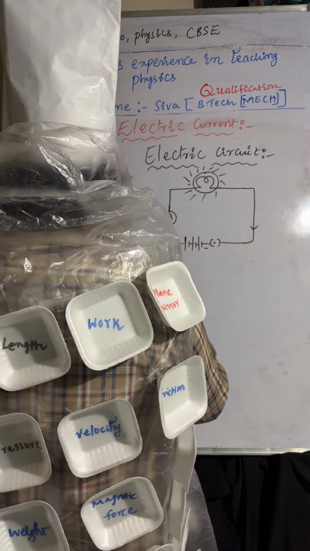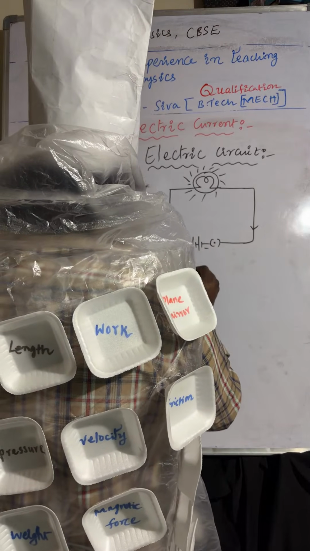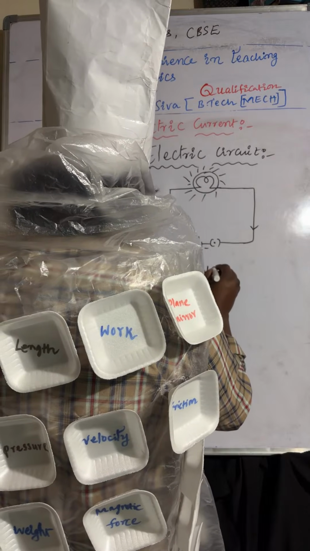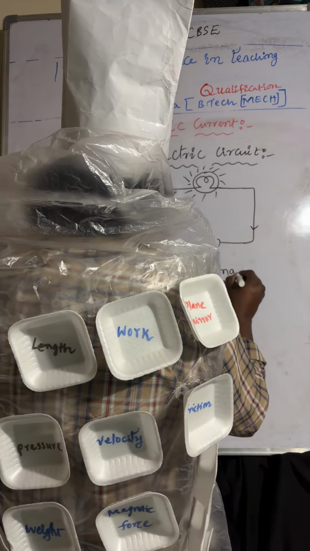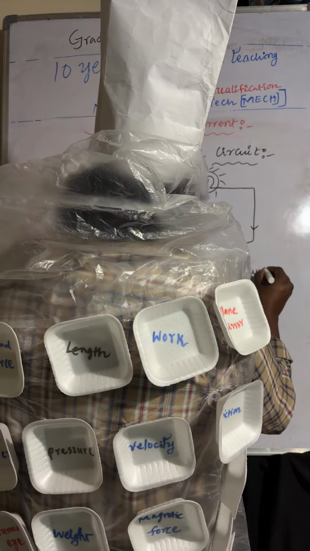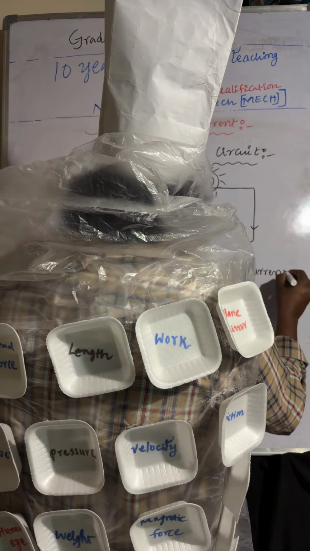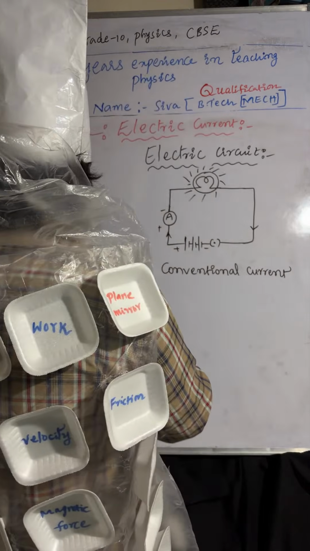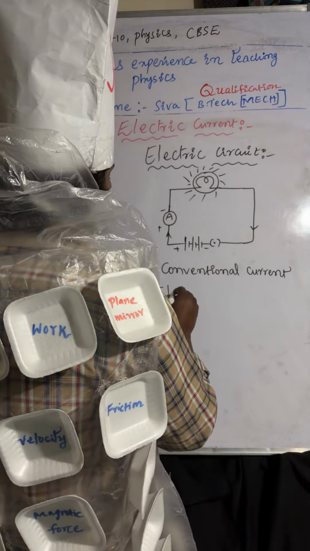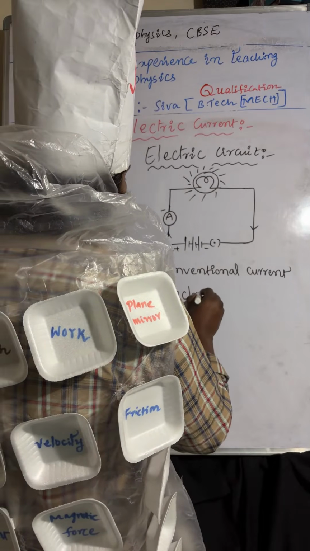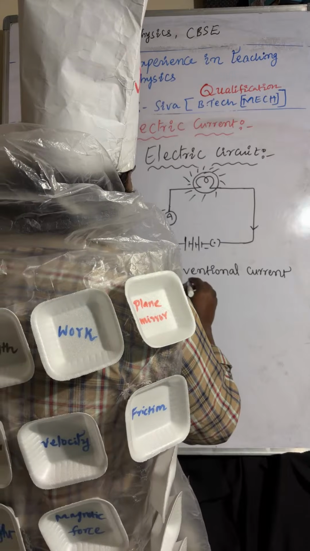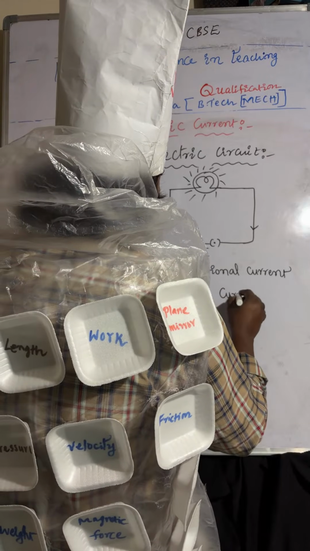And coming to the first one, conventional current. And the second one is electric current. Before finding the electron, proton, electric current.